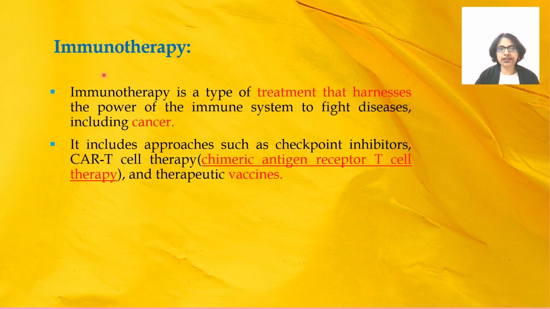Then the final one is immunotherapy. What is immunotherapy? It's a management. Because of disturbances of the immune system, a patient may have a disease condition that can be treated with immunotherapy. Immunotherapy is a type of treatment that harnesses the power of the immune system to fight diseases, including cancer. It includes approaches like checkpoint inhibitors. What do we mean by inhibitors? Stoppage: any drugs or methods we use to try to control these immune abnormalities.